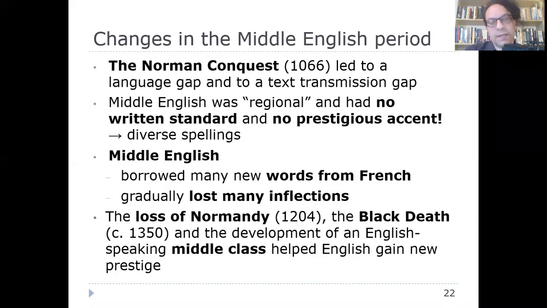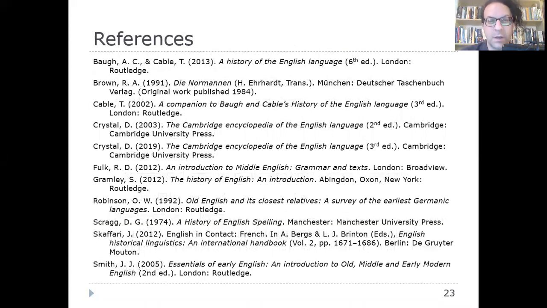Okay, furthermore, Middle English borrowed many new words from French. This really distinguishes it from Old English, for example. And Middle English was the time in which inflections were gradually lost. And then lastly, I said the loss of Normandy in 1204, the Black Death in the middle of the 14th century, and the development of an English-speaking middle class ultimately helped English gain new prestige and become the number one language in England again. Right, and that's the end of the Middle English period for now.